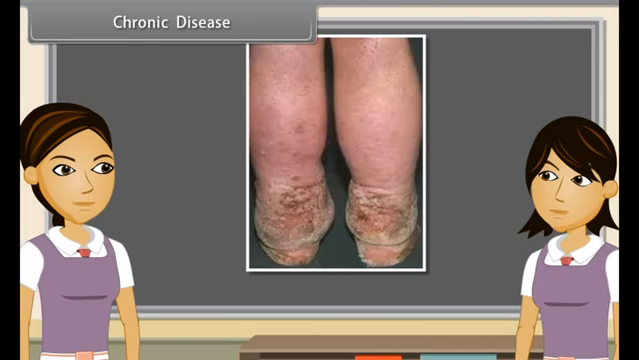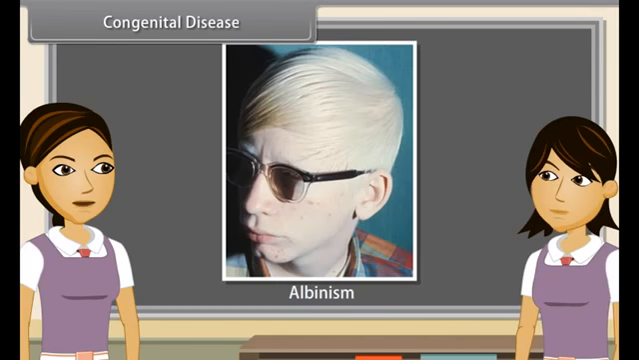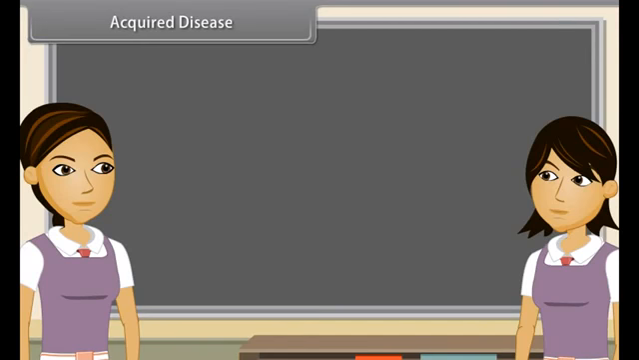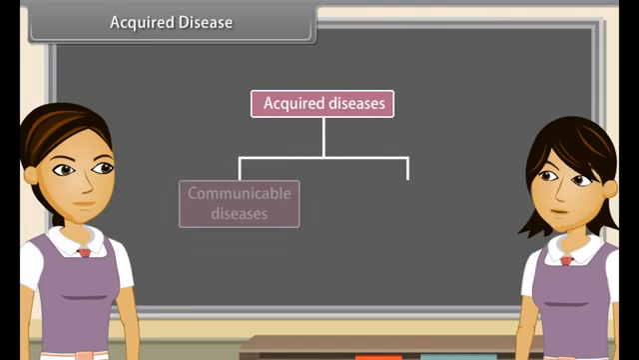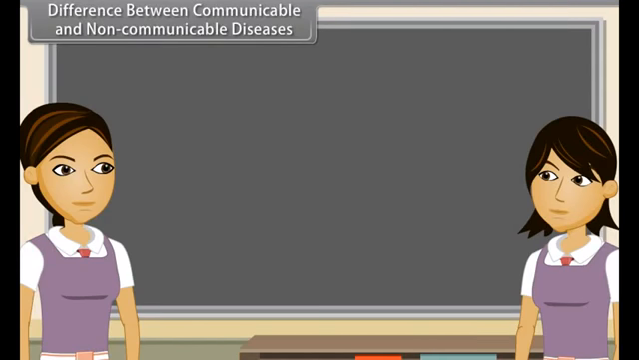Chronic disease. And chronic diseases are those diseases whose symptoms last for months or years. Example, elephantiasis, tuberculosis, etc. Congenital disease. Congenital diseases are those which are present since birth. Example, albinism, hemophilia. Acquired disease. Yes, I know that acquired diseases occur only after birth and hence they are non-inherited. But acquired diseases are of 2 types, communicable diseases and non-communicable diseases.